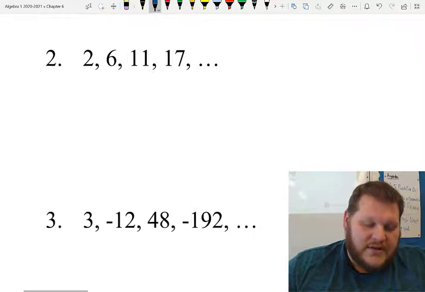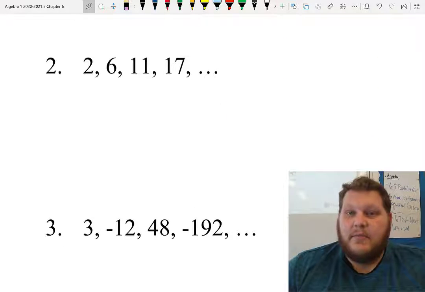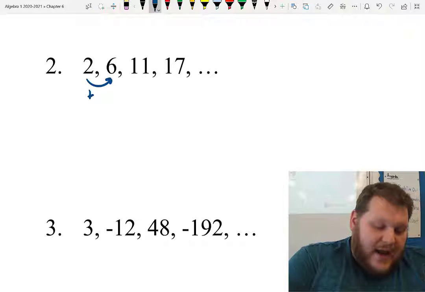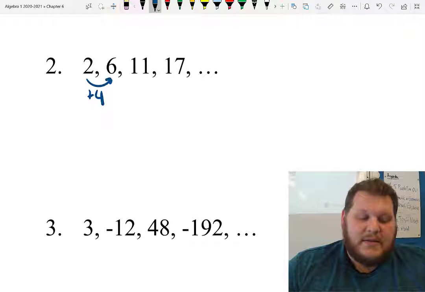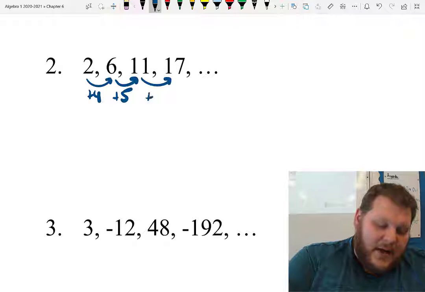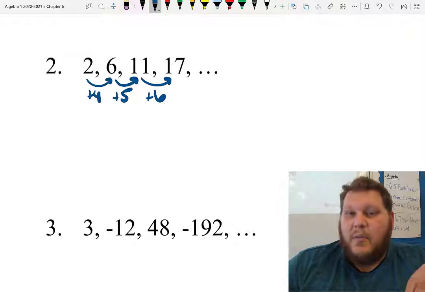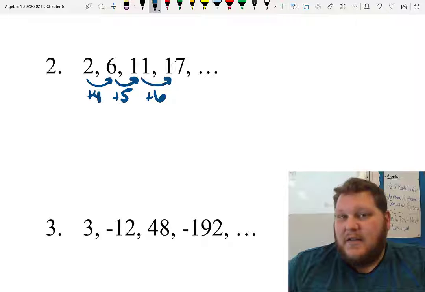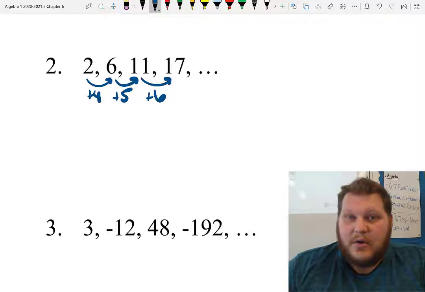With number 2, our sequence is 2, 6, 11, 17. So if we thought it was arithmetic, we would look at what I would have to add or subtract to get from one to the next. So 2 up to 6, that's 4. 6 up to 11 is 5. 11 up to 17, I'm adding 6. So even though there's a pattern to those numbers, in this case, there's not an addition or subtraction that works nicely. So it's definitely not arithmetic.